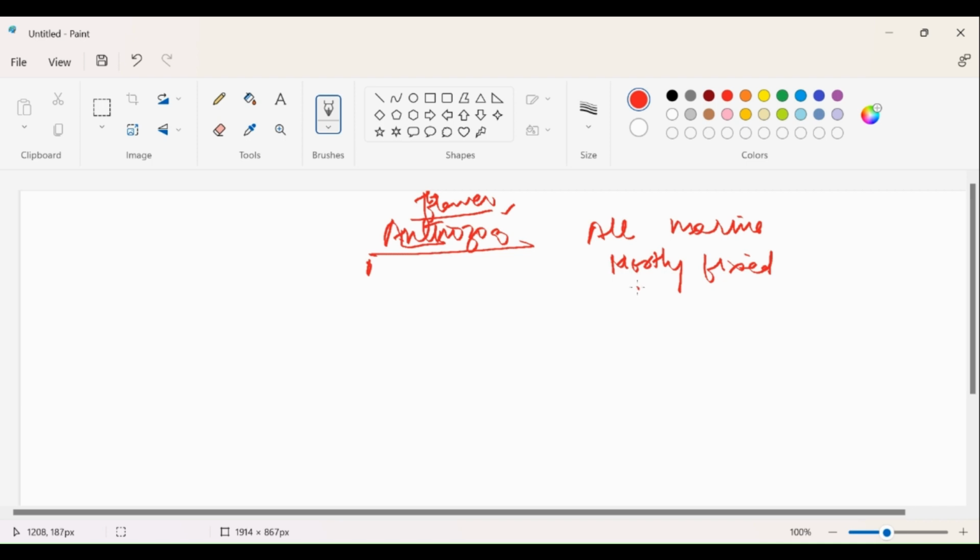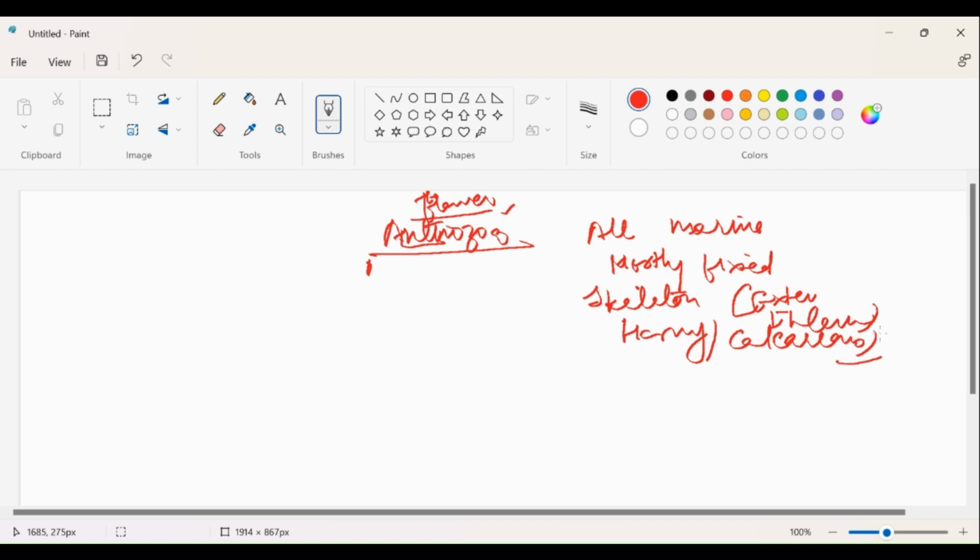The majority of these have a skeleton. The skeleton can be external or internal, which is either horny or calcareous. The corals belong to this category. They are only polyp forms, with the medusa absent entirely. No medusa, so obviously no alternation of generation.